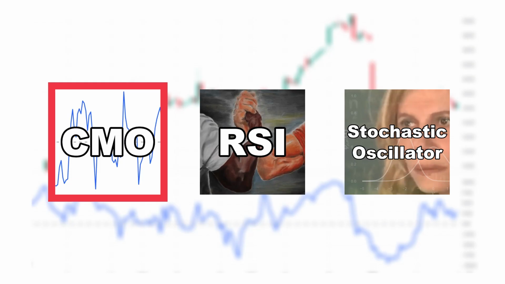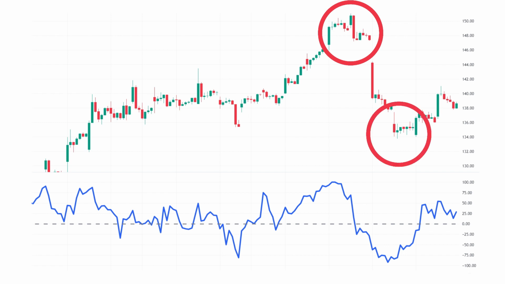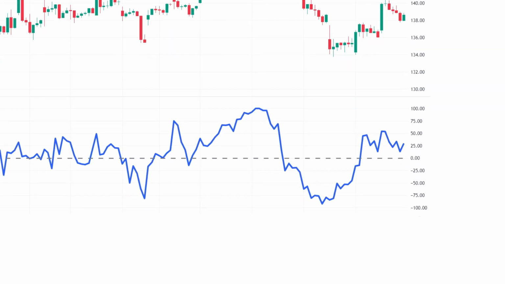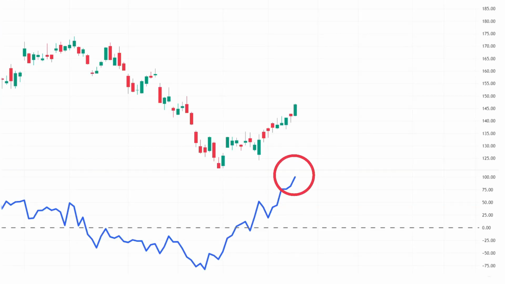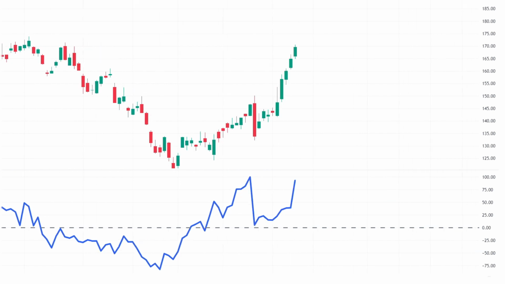Next, the Chande momentum oscillator. Another indicator that can help you identify overbought or oversold conditions. If the oscillator is above 50, the market is considered overbought, and if it is below -50, oversold. For example, right here we have a value of +100. This should indicate that the market is overbought, which should lead to a downward price correction.